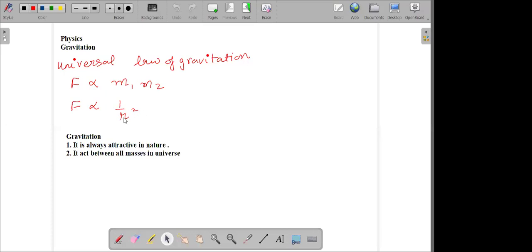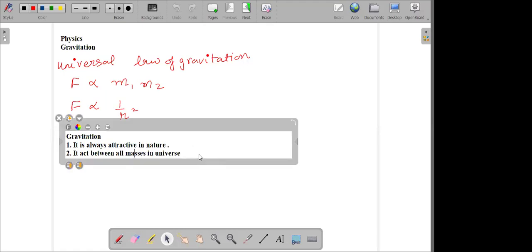So first of all, the gravitational force is always attractive in nature and it acts between all the masses in the universe. Every mass in the universe attracts every other body with a force. That we call the gravitational force.